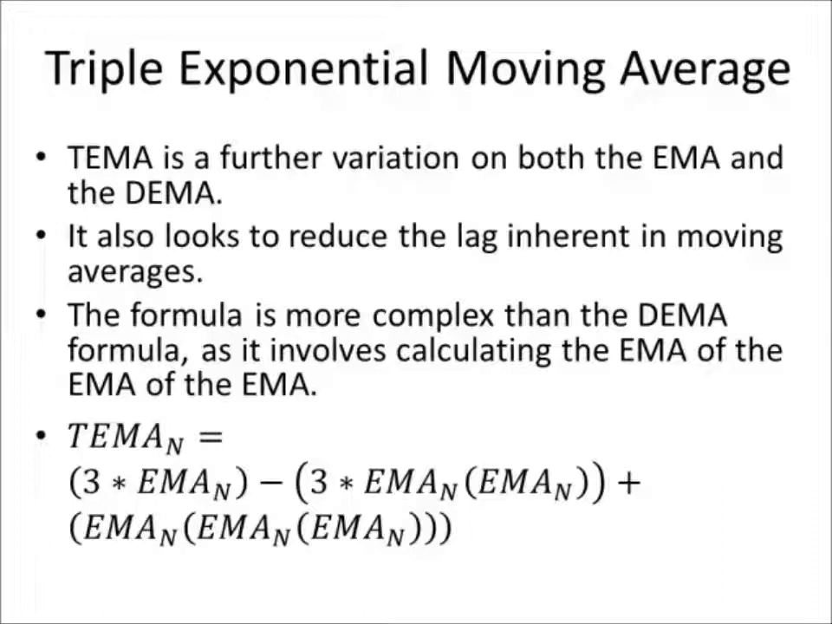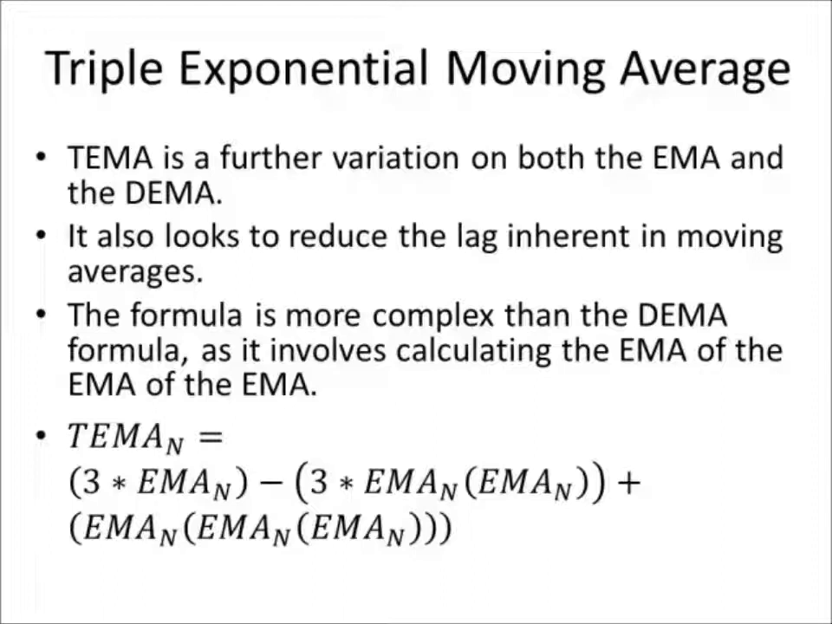Here we are now again with a new moving average indicator. This is the triple exponential moving average, and it follows very much the same logic as the double exponential moving average. And it is of course a variation of the double EMA as well as a variation of the EMA itself, and it looks to do very much the same things as the double EMA, but do it another step further. So again, it looks to reduce the lag inherent in the moving average formula.